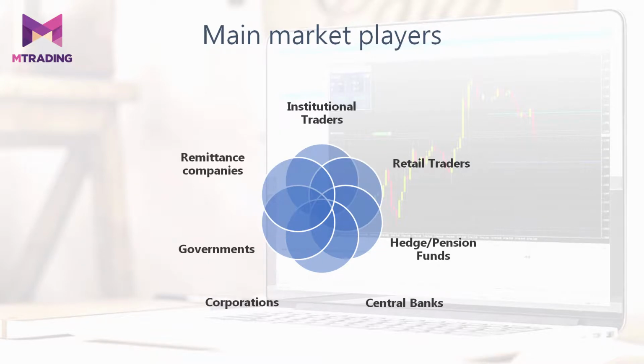In order to better understand the market, we also need to understand who are the main influencers of the market. The biggest influencers, of course, are the central banks, as they can change the monetary policies and thus also change the interest rates, which directly influences the strength of the currency. Then we have the governments, institutional traders, remittance companies, corporations, hedge and pension funds, as well as us, the retail traders. Then the question is, can we, the retail traders alone, influence the price? The answer is no, but we can follow the supply and demand and trade accordingly.